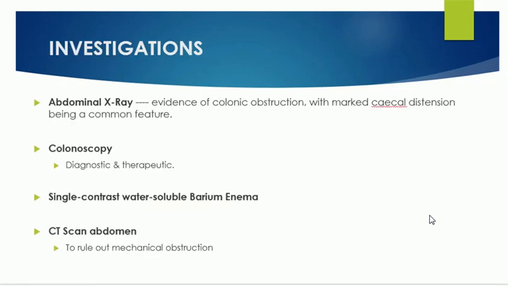Now, in this patient, what investigations are required? A very important, informative investigation is the plain X-ray abdomen. Evidence of chronic obstruction will be there, with marked cecal distension being a common feature on plain X-ray abdomen. Colonoscopy has a role as an investigation for diagnosis, and it can also be used for therapeutic colonoscopic decompression. This is another place for colonoscopy in these patients.